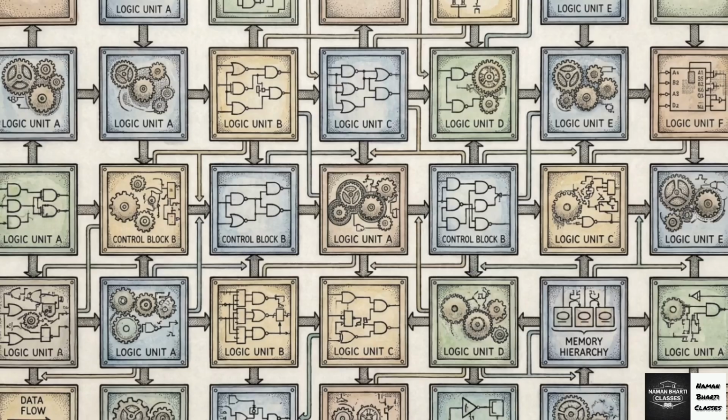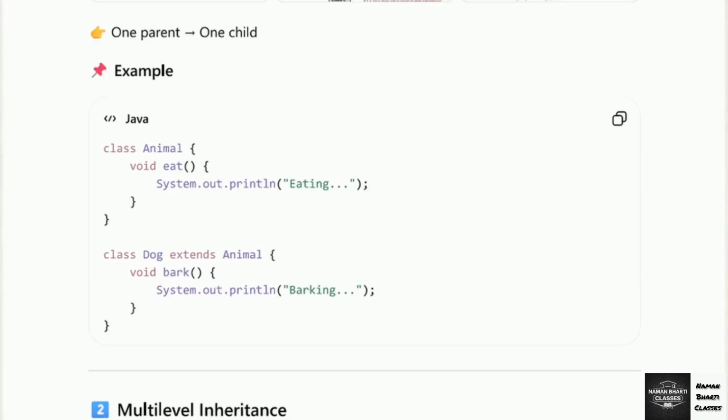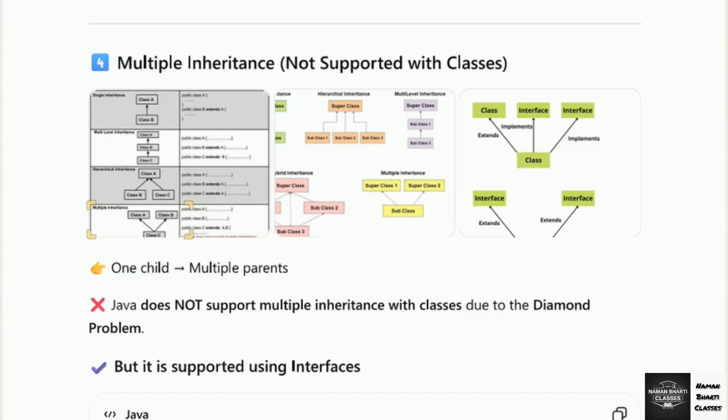Because the JVM is such a rigid execution engine, it forces developers to structure their code in highly predictable ways. We can see this in how Java handles object-oriented programming. This code snippet shows inheritance, where a child class, like Dog, acquires the properties of a parent class, Animal, using the extends keyword. But look at the multiple inheritance diagram here on the bottom left. If a child class tries to inherit from 2 different parent classes that share a method name, it creates an architectural ambiguity known as the diamond problem. Java simply rejects this concept. Classes can only have one direct parent class.